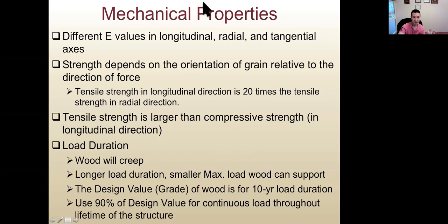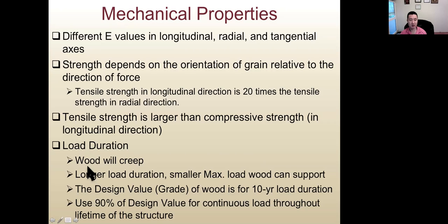The modulus of elasticity, the E value, will also depend on the direction we talk about. So does the strength. The tensile strength in longitudinal direction is 20 times higher than the tensile strength in radial direction. We have a huge difference in strength depending on orientation of wood. And typically, the tensile strength is larger compared with compressive strength of wood, especially in longitudinal direction.